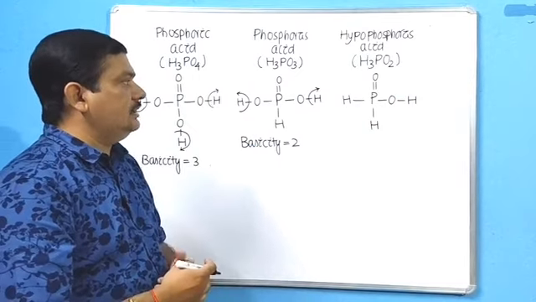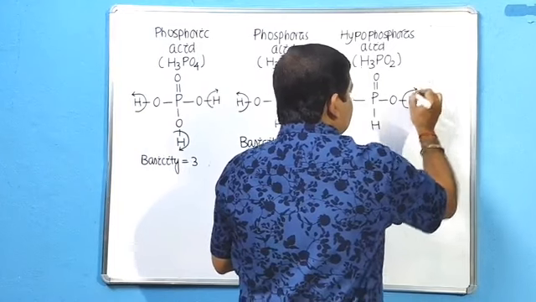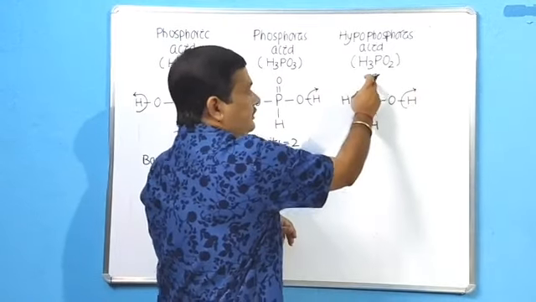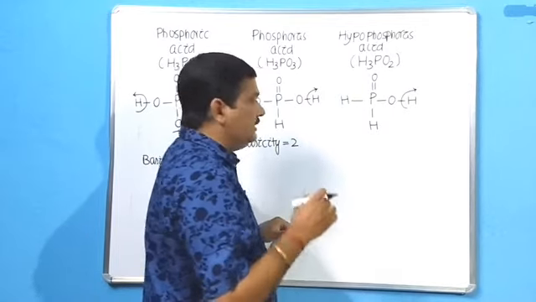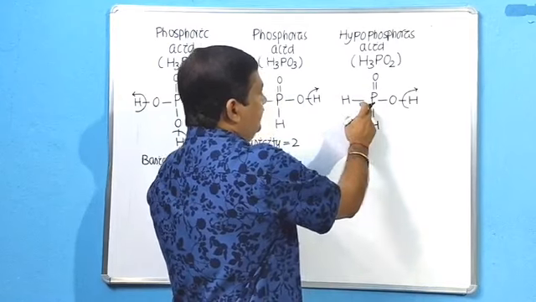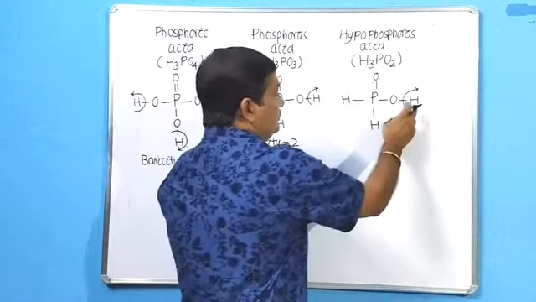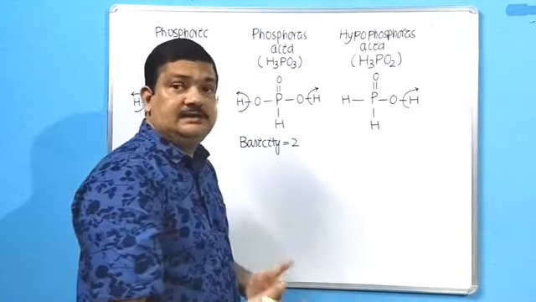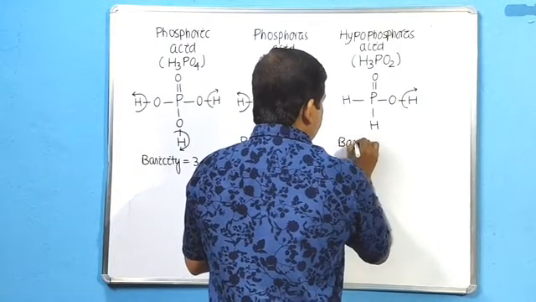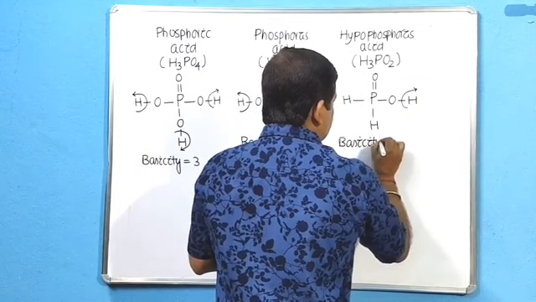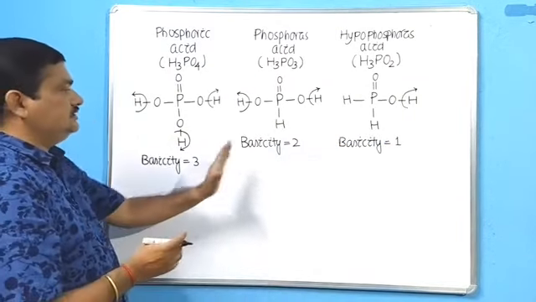If you look at the structure of hypophosphorus acid, it is clearly visible that only one H plus is removable, because as I told you, the bond between phosphorus and oxygen is a strong one. It is a double bond and cannot be easily broken. The bond between phosphorus and hydrogen is also very strong, it cannot be broken easily. So the bond between oxygen and hydrogen can be easily broken. So the number of replaceable H plus ions here is 1, so its basicity would be 1. The basicity of hypophosphorus acid is 1. So this is the exception of these two.